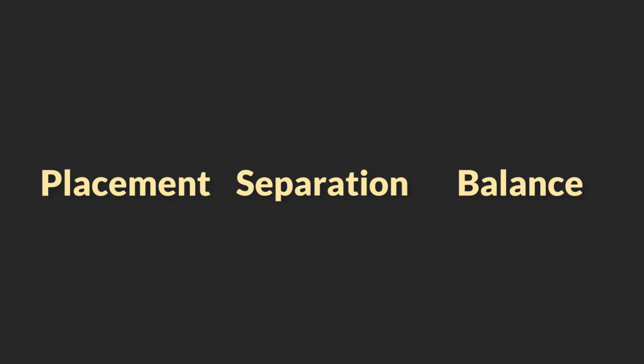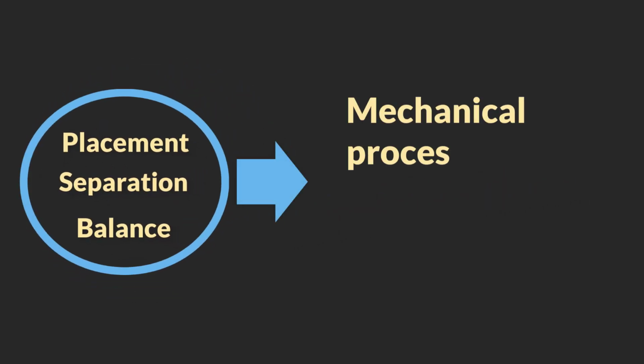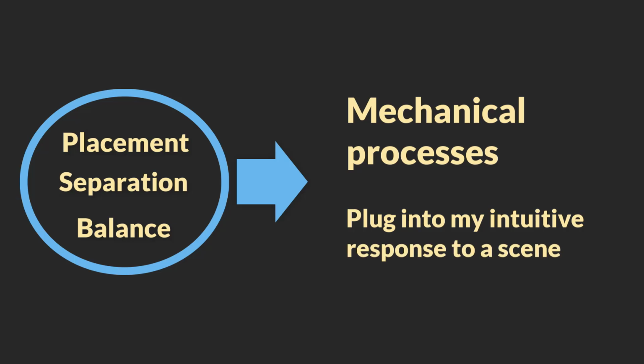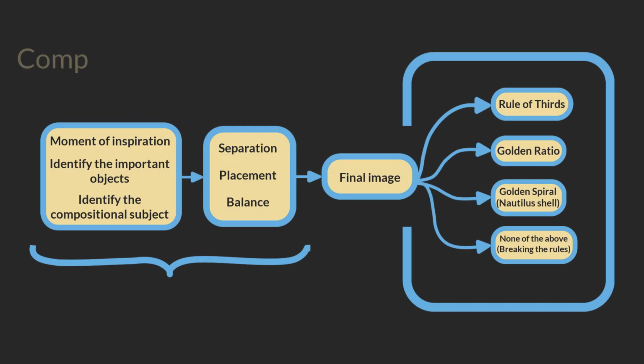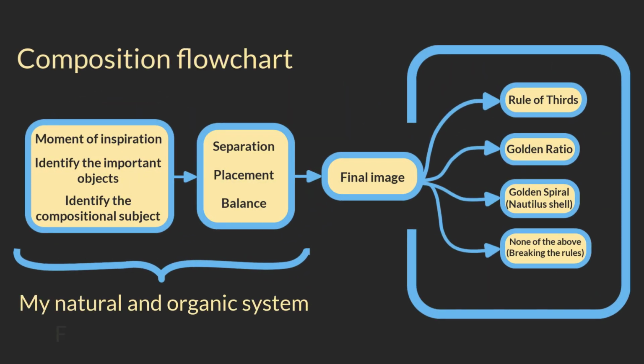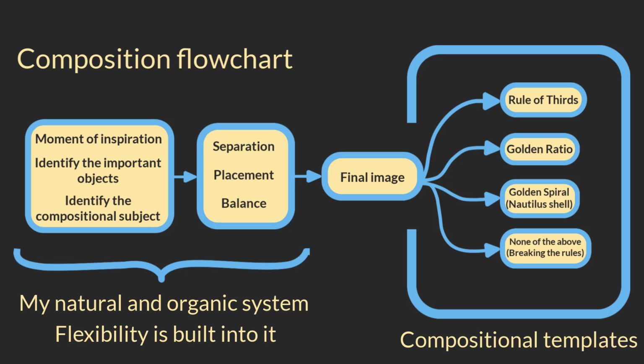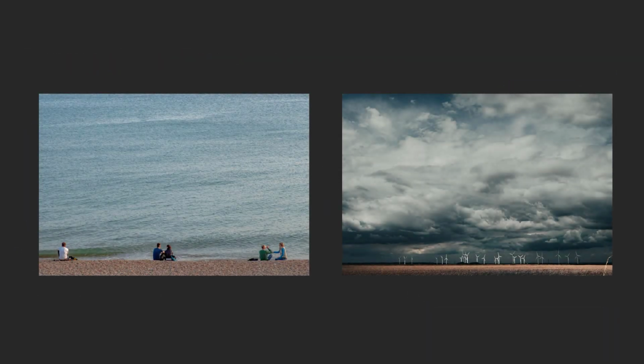Okay, so placement, balance and separation are kind of mechanical processes that plug into my intuitive response to a scene. And those compositional templates, such as the rule of thirds, do much the same thing. They are mechanical templates that help you to position objects in a frame. However, my natural and organic system has flexibility built into it. It's one single system that can create any type of composition in any set of circumstances. Whereas those compositional templates are really quite arbitrary and only work when they work. More often than not, a compelling photograph will not conform to the rule of thirds.